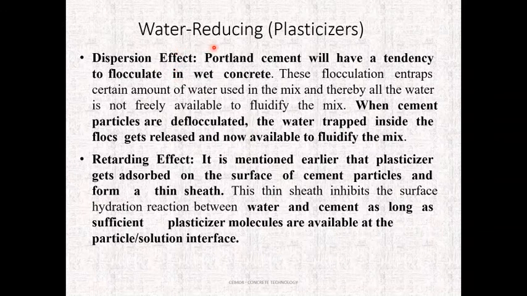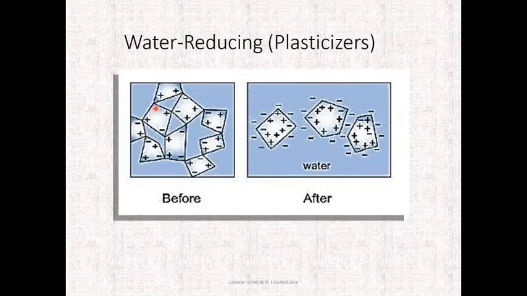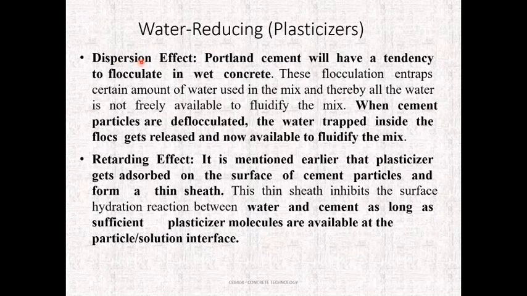The water reduction in the concrete is caused due to two effects, that is dispersion effect and retarding effect. First one is dispersion effect. Portland cement has a tendency to flocculate in the wet concrete, that is it will flocculate and form a matrix. Due to formation of this matrix, a certain amount of water is entrapped in it. So if the concrete is deflocculated, then the entrapped water can be used for workability. That is the concept of dispersion effect.